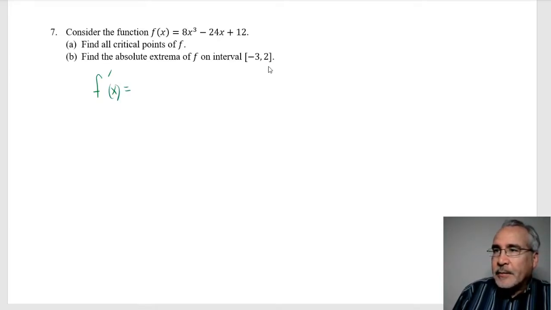So we get 3 times 8 is 24. X squared, 1 comes down, so that's 24, x to the 0, and that's it. So this function, what we do is we set that equal to 0.